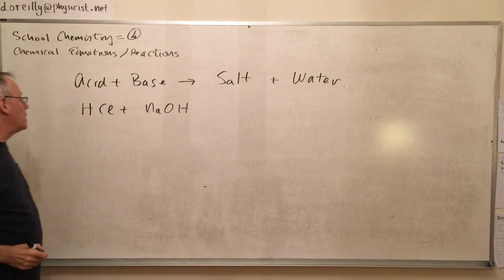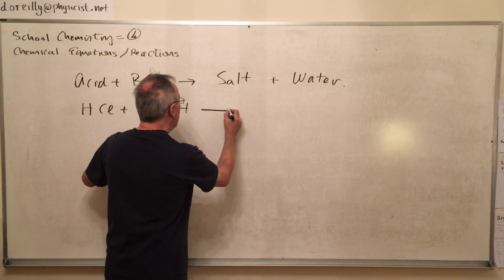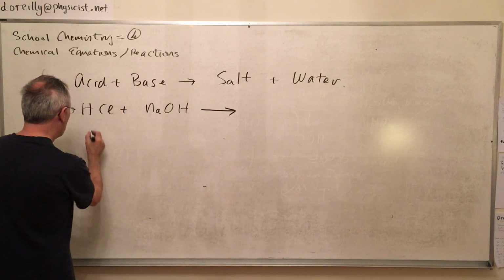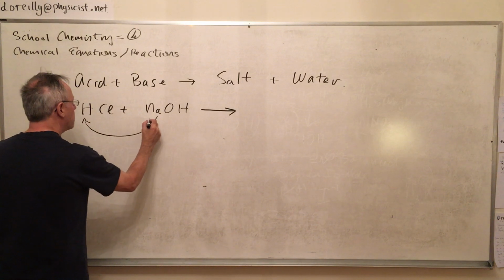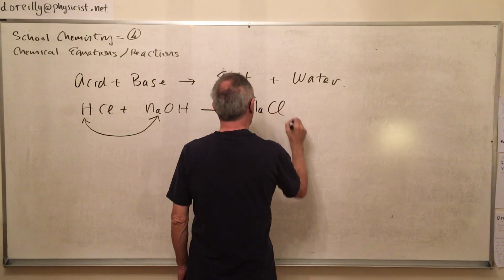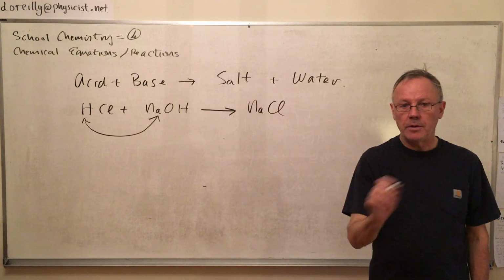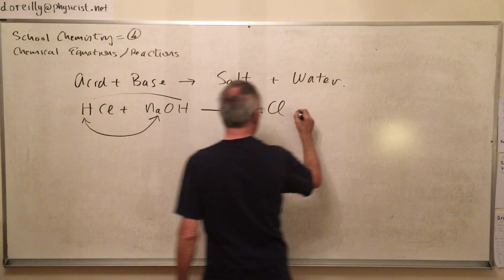Yeah, this is the one I had yesterday. Hydrochloric acid and sodium hydroxide. Let's see what happens. Well, the H and the Na will swap places, and we get table salt again by a different route. And the H and the OH will swap places.